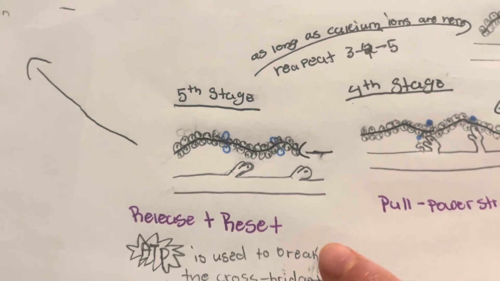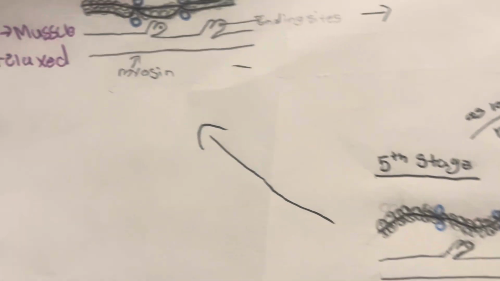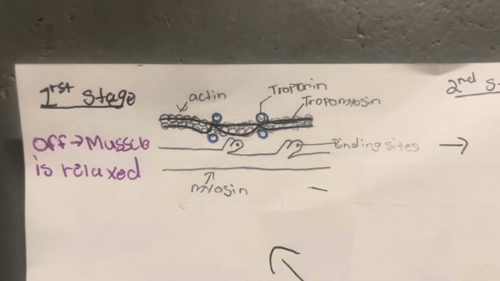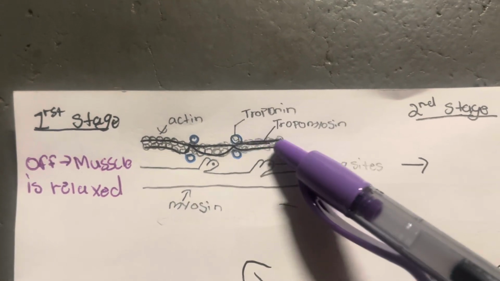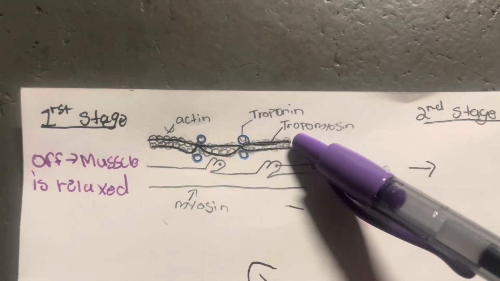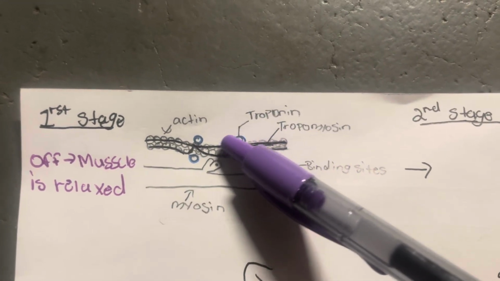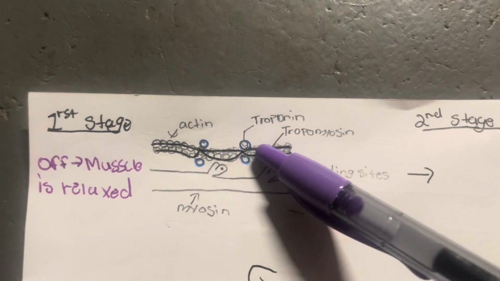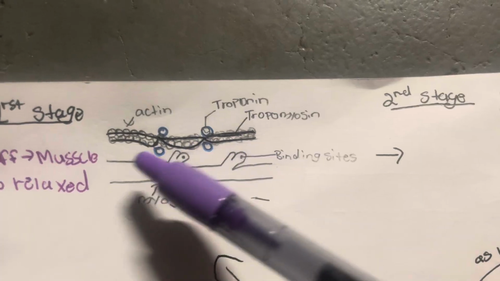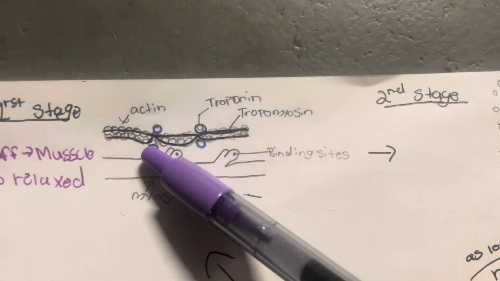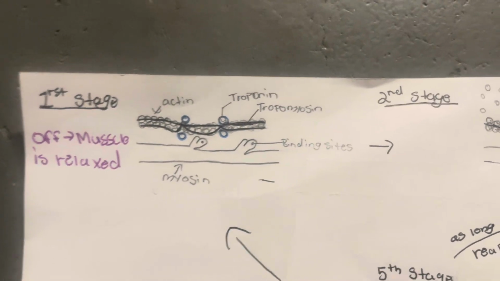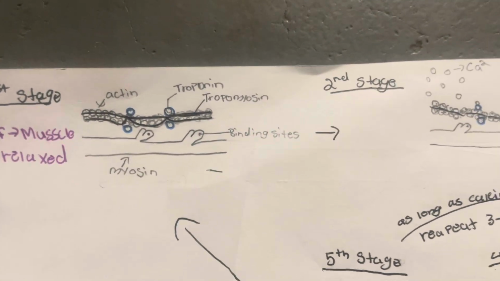However, if the calcium is not present, it is going to come back into the off muscle, which is relaxed. See how when calcium is not present, the troponin and the tropomyosin are right back at blocking the binding sites, which is not allowing the myosin heads to grab onto the binding sites and pull. And that is the sliding filament theory. Thank you.